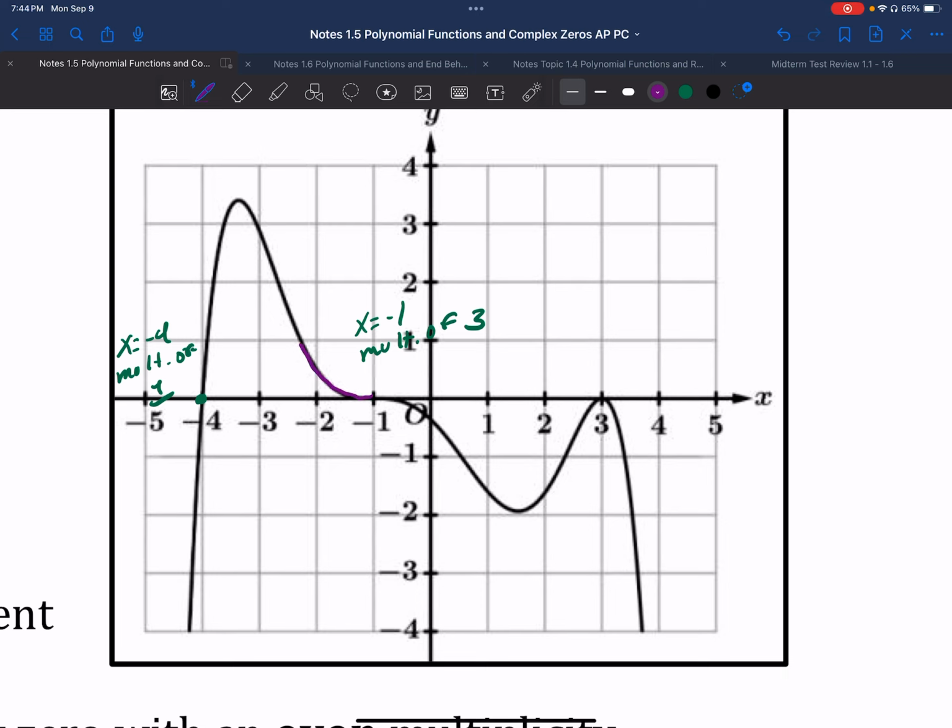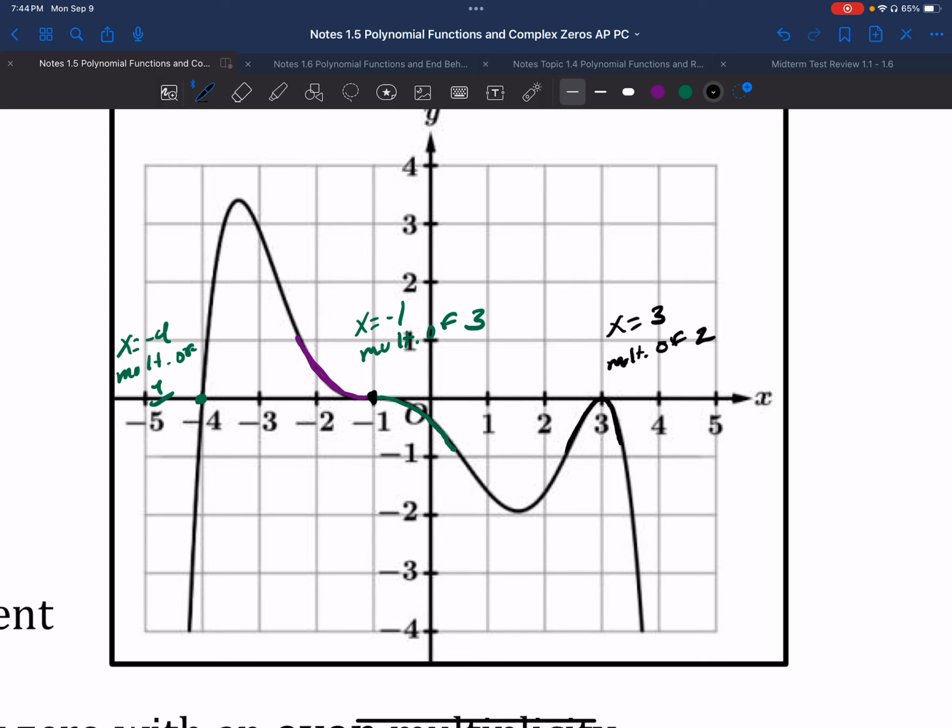So I'm going to highlight this in purple, and then I'm going to highlight this in green. The purple is going to be concave up, the green part of the graph is going to be concave down, and the point where it actually changes, also known as your point of inflection, is going to be that 0. The last one is going to be at x equals 3 with a multiplicity of 2. Every single time you have a multiplicity of 2, you're not actually going to cross the x-axis, you're just going to touch it or bounce off of it.